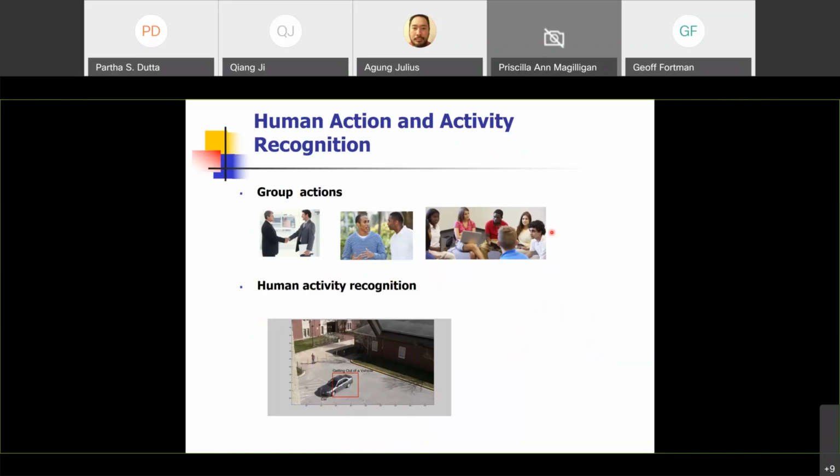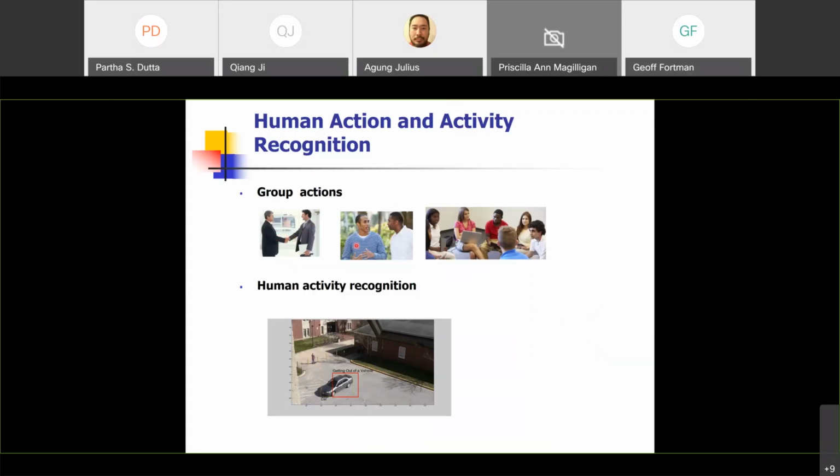Next is human action and activity recognition. Here we are interested in human action. For example, there may be an interaction between two people, and we want to know what kind of action it is. For example, this may be shaking hands.